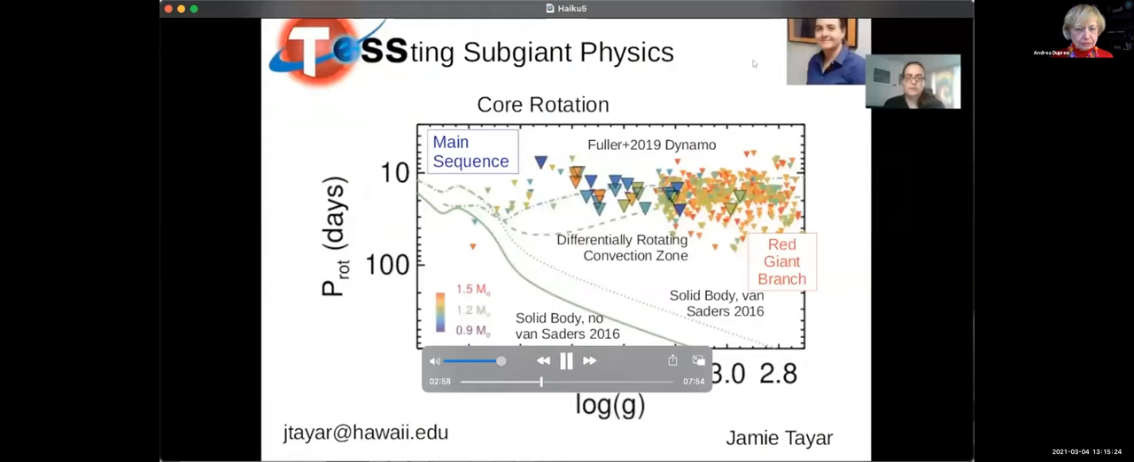After the end of the main sequence and on their way to the red giant branch, low-mass stars pass through the subgiant phase of evolution.